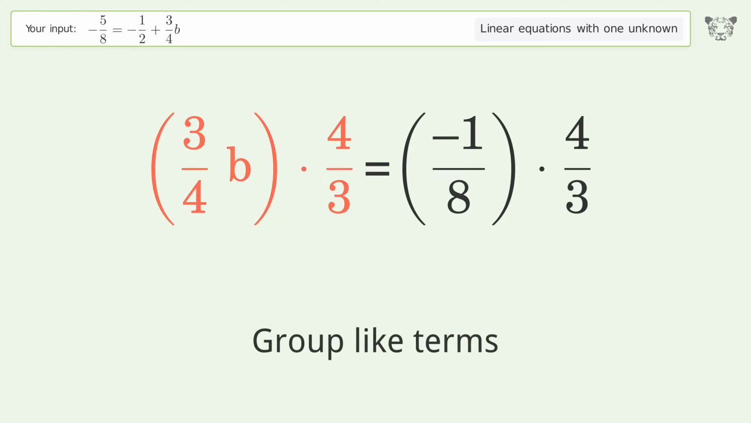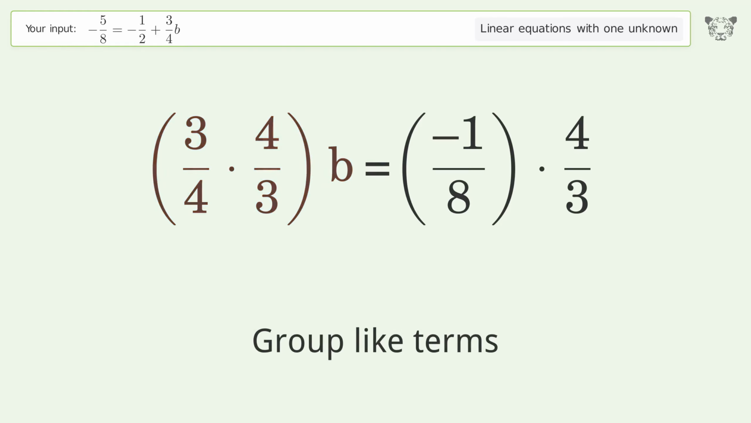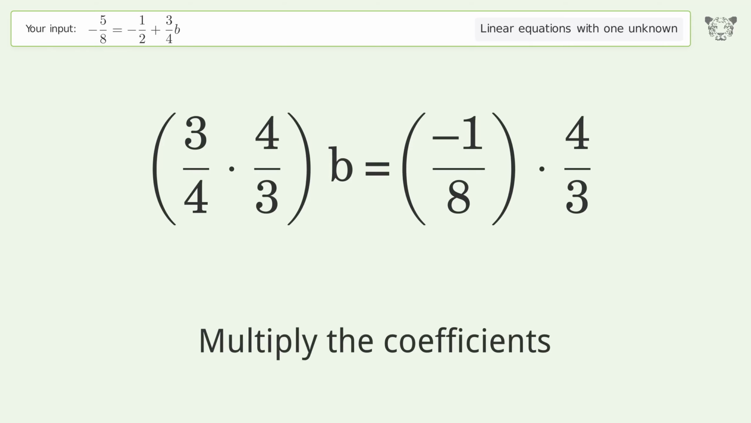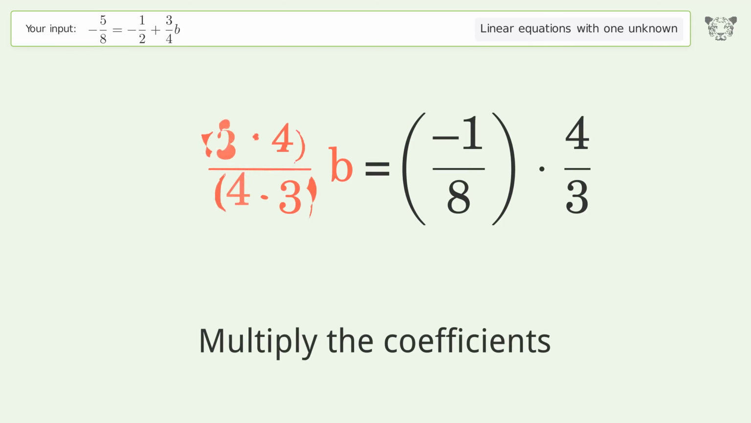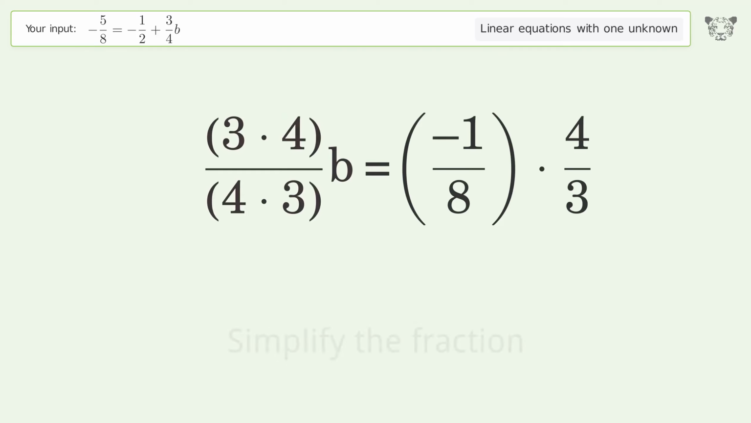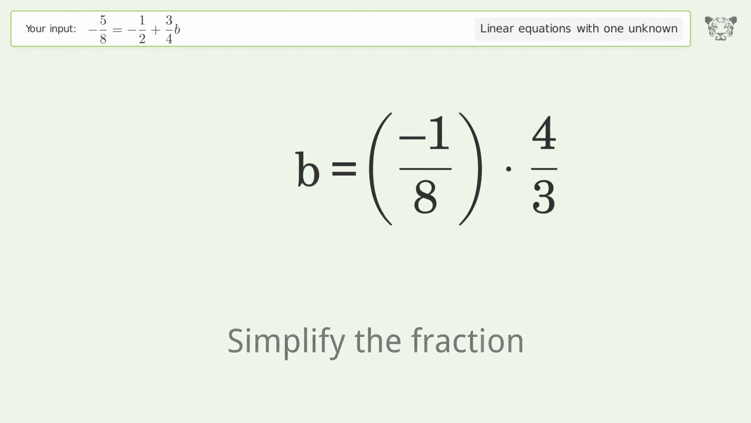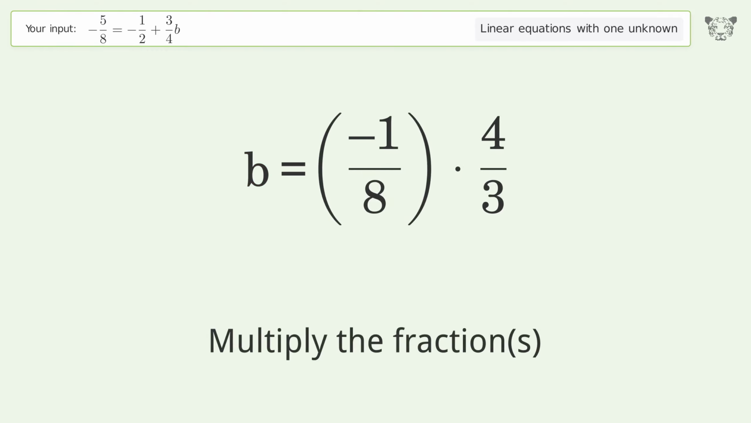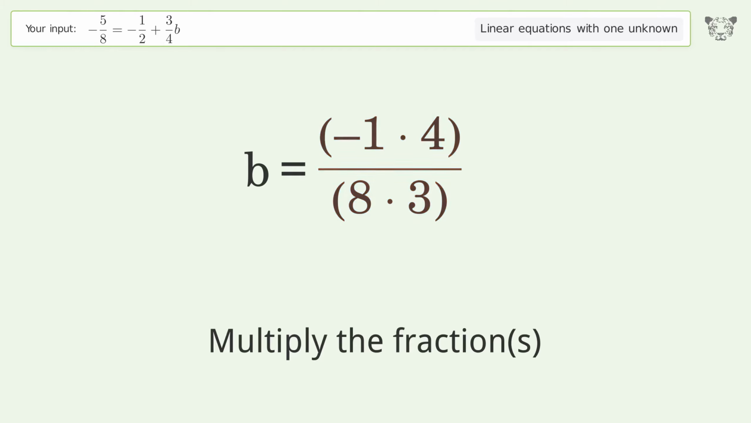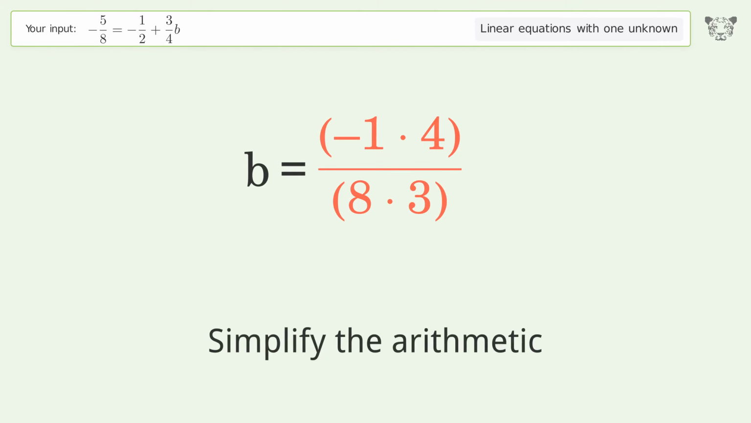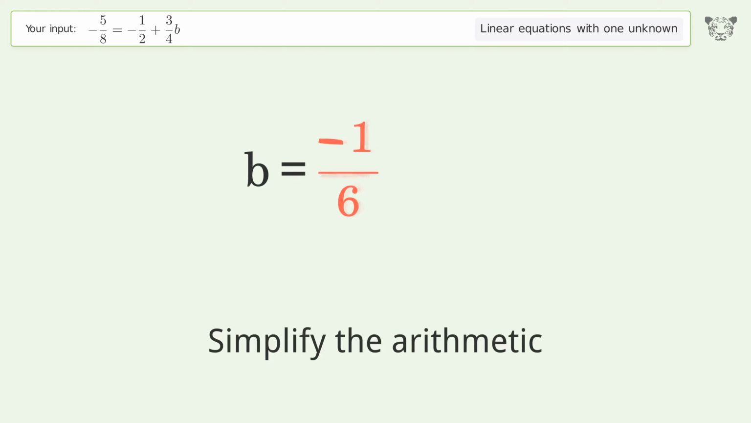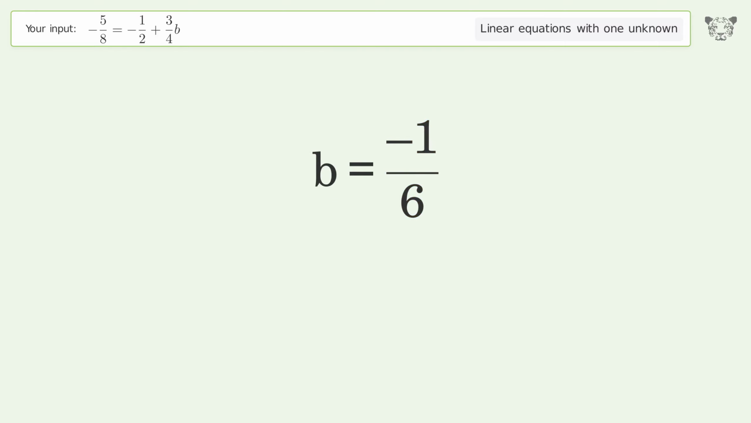Group like terms. Multiply the coefficients. Simplify the fraction. Multiply the fractions. Simplify the arithmetic. And so the final result is b equals -1/6.